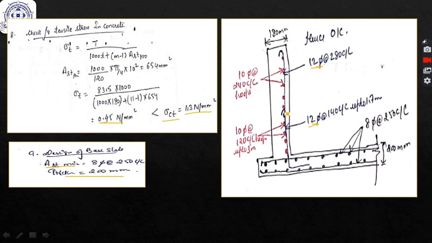So we can also increase the spacing towards top, because as you know in this region the tension will be more as compared to this region. So here you can increase the spacing, or you can keep the spacing same also, it's up to you. And in the base slab we provide reinforcement in both faces in both directions. So this was the design of your circular tank with rigid base.